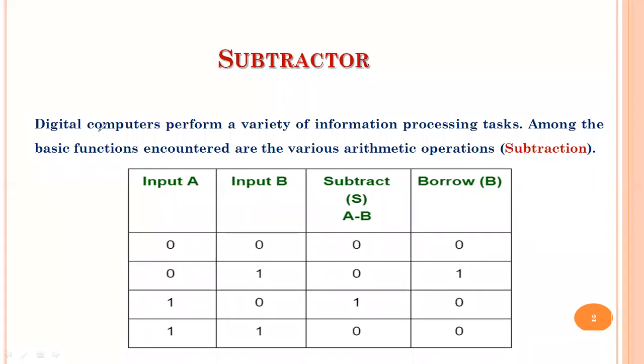A digital computer performs a variety of information processing tasks. For this we will use various arithmetic operations. In this lecture we will cover subtraction. Subtraction basically gives us the difference between the two variables, whereas in addition the second value is added to the first value, in subtraction the second value is removed from the first value.